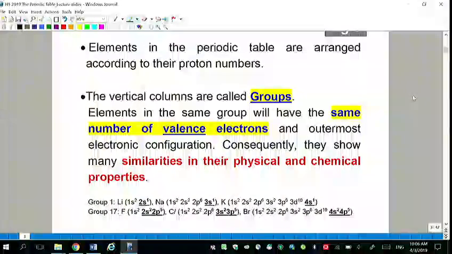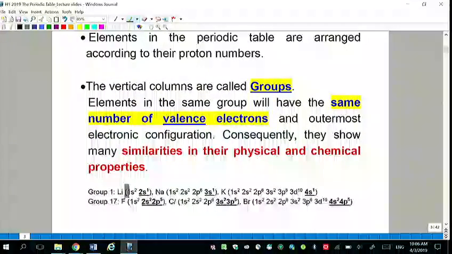Like what I said, the vertical columns are called groups. They have the same number of valence electrons. Because they have the same number of valence electrons, they react similarly, so they have similarities in their physical and chemical properties. If I take a look at group 1 metals like lithium and sodium, lithium has the valence electronic configuration of 2s1, and sodium is 3s1. So generally, we say that it is ns1, n representing the period number.